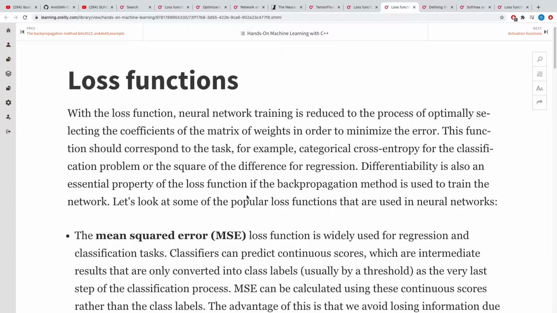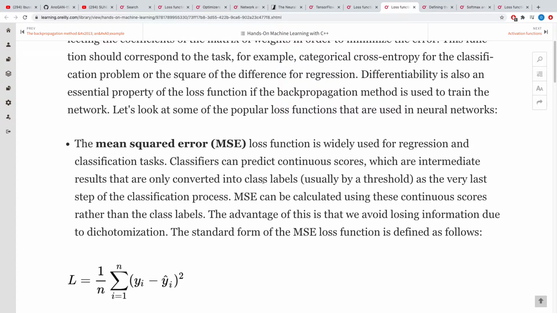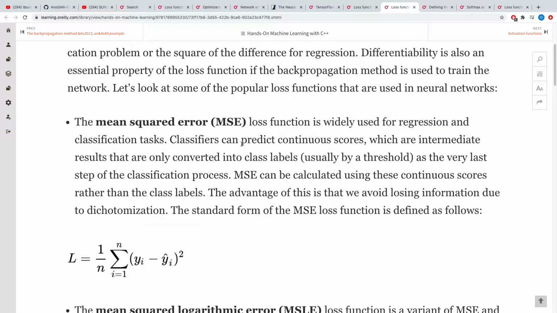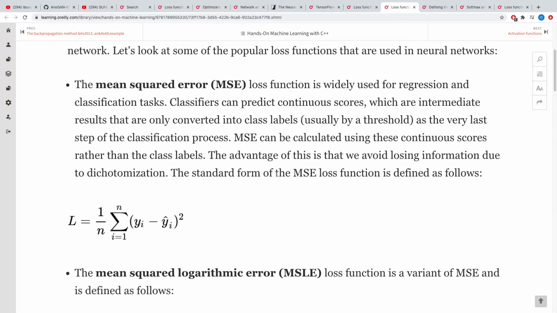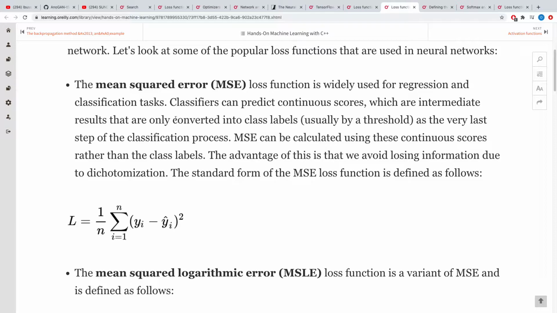So this is the mean square error. The other one is the root mean square error. This is the mean square error. It's widely used for regression and classification tasks. So here, your classifier can predict continuous values. This is the formula for the mean square error. This is the actual value, and this is the prediction for each data point. You square the difference for each data point, sum it all through the data sample, and normalize by the number of samples. That gives the mean square error.